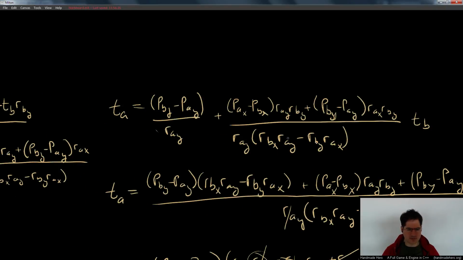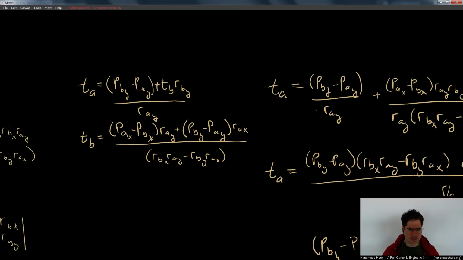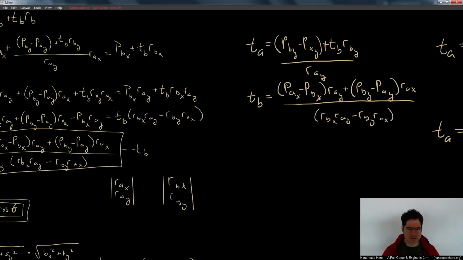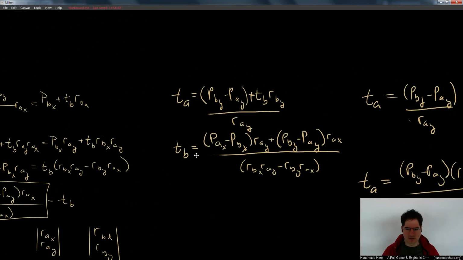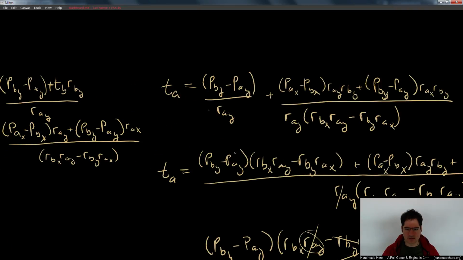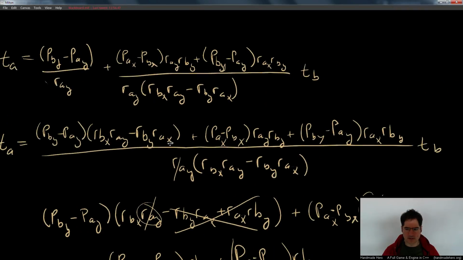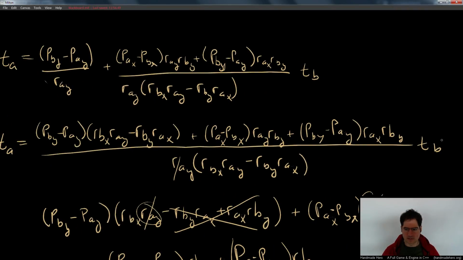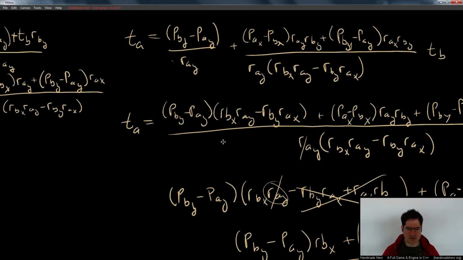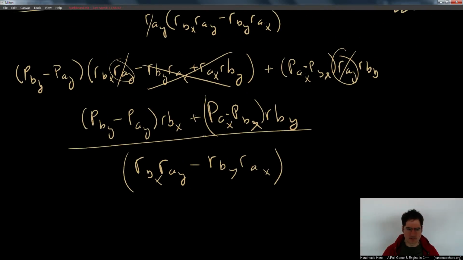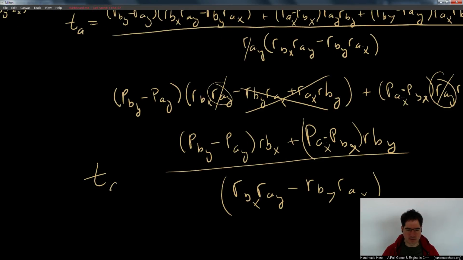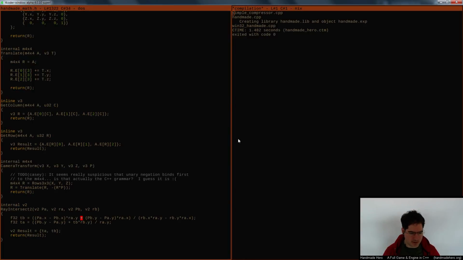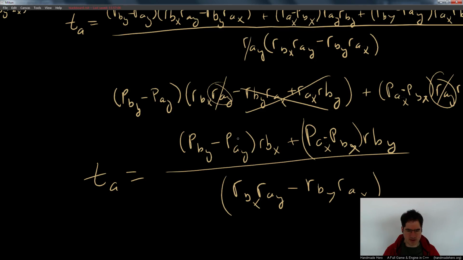How did we still end up with a TB in there? That was dumb. That's incorrect, right? There's no TB. We substituted TB in. So that's what that actually looks like. Looking at that, if we take a look at it, they're pretty much exactly symmetric.